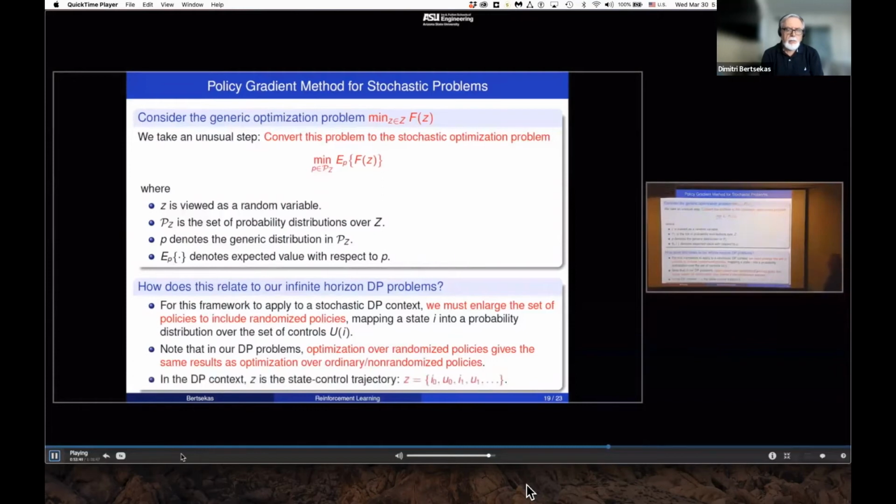And another thing to note is what is Z in the dynamic programming context? Z is the state-control trajectory. So given a state-control trajectory, this gives me a cost value, which we then take the expected value of, and we get the cost like that.